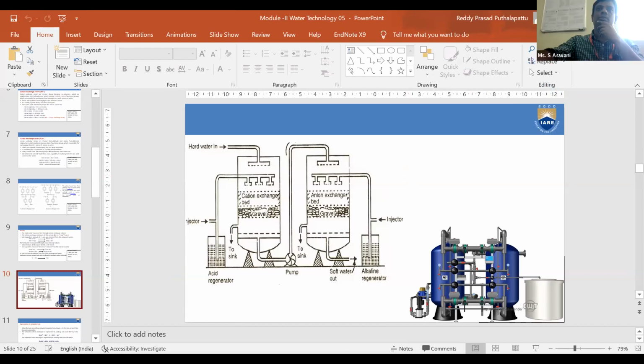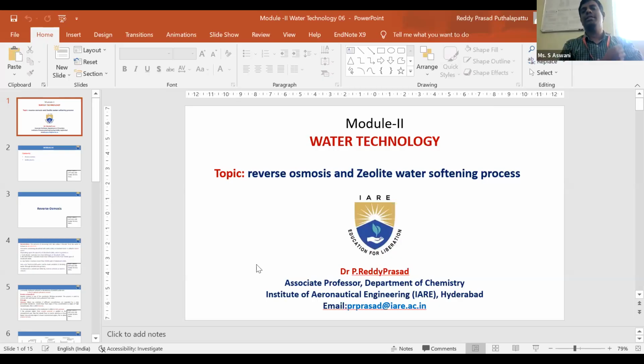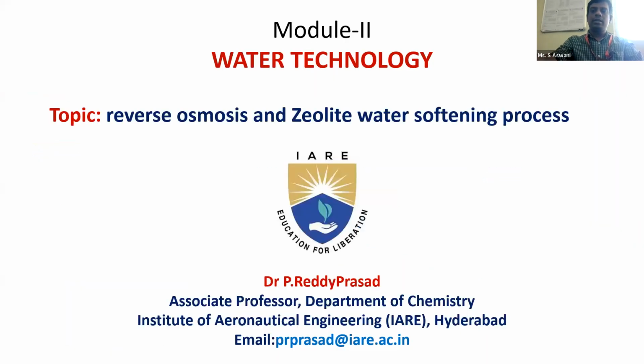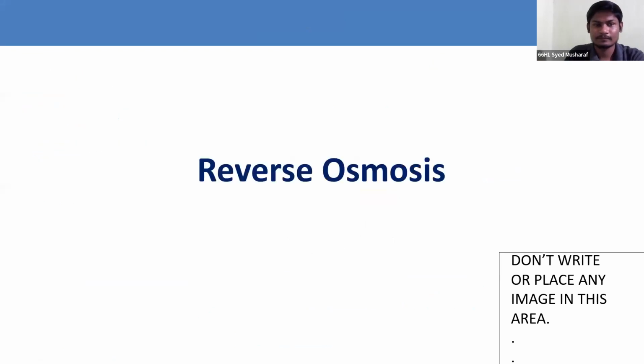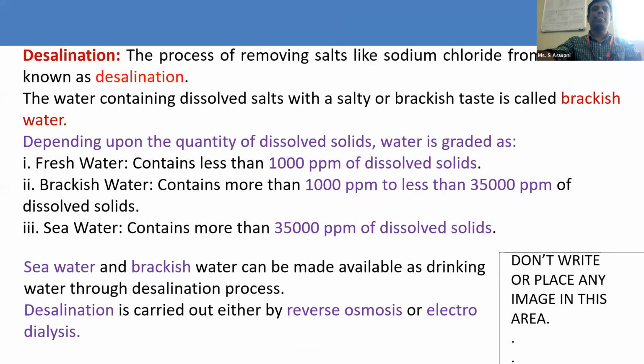Now we are going to discuss other softening methods, that is the reverse osmosis method and the zeolite water softening method. So, reverse osmosis and zeolite water softening methods. The slide is sharing. Yes, sir. Fine. So, the reverse osmosis method.